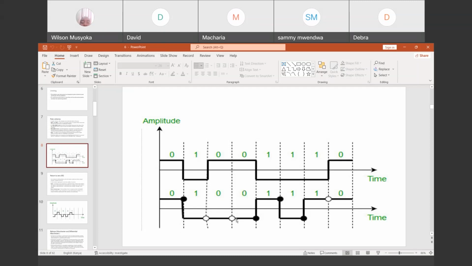Another zero, it is not switching like we have done on the top one. So it is not switching. It continues on the negative voltage level. Then when it defines a one, it switches to the positive level because it has been on the negative voltage. Yes, so it switches to the positive level.